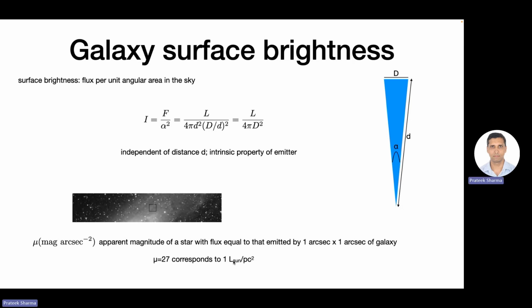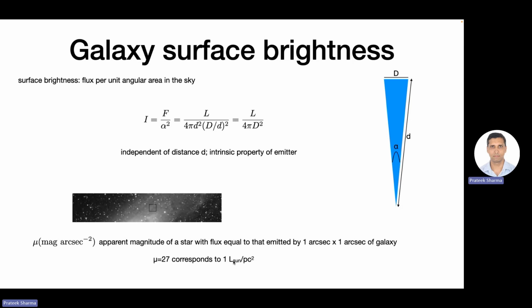Sometimes people also use R25 as the radius of a galaxy. R25 is the radius at which the surface brightness contour takes a value of 25 magnitude per arcsecond squared. Or there is something called the Holmberg radius, which is 26.5 magnitude per arcsecond squared. All these are traditional things. Okay. So 27 is actually pretty dim. It's 1 solar luminosity per parsec squared.